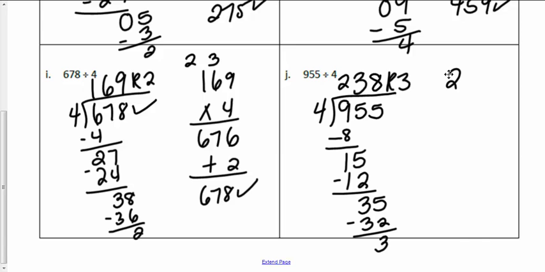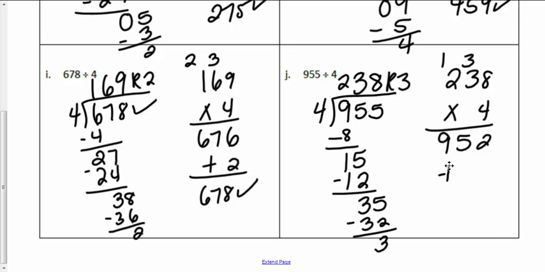I've got 238 times 4. 8 times 4 is 32. 3 times 4 is 12, plus 3 is 15. 2 times 4 is 8, plus 1 is 9. I'm going to add my remainder of 3. So 2 plus 3 is 5, 5, and 9, so they match.